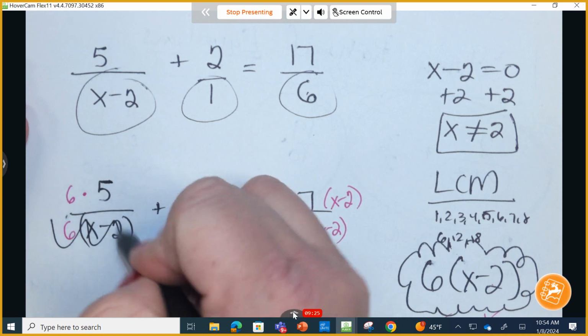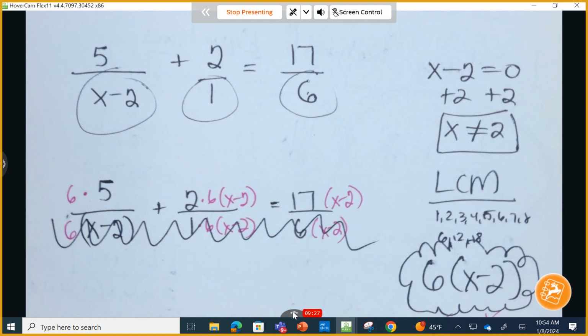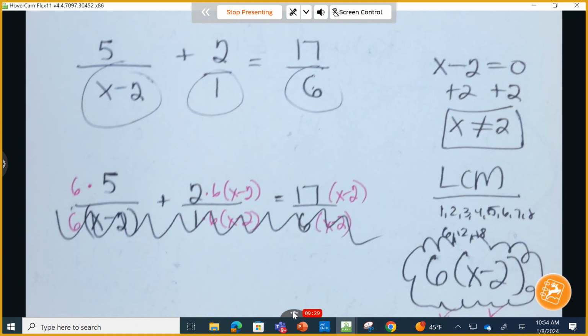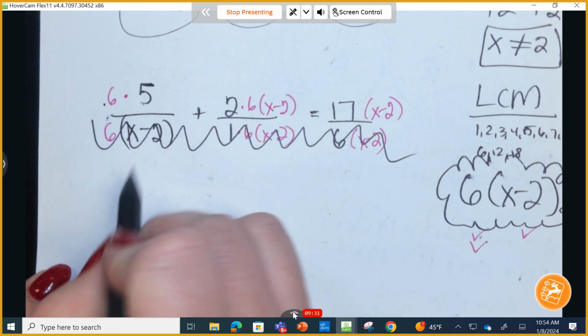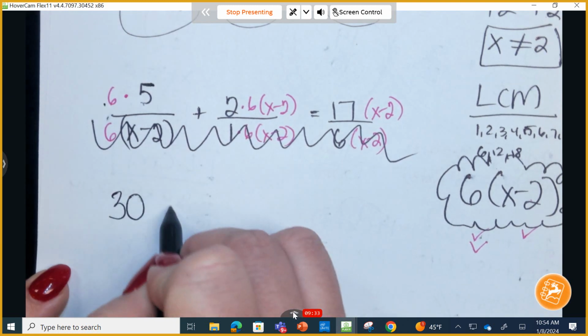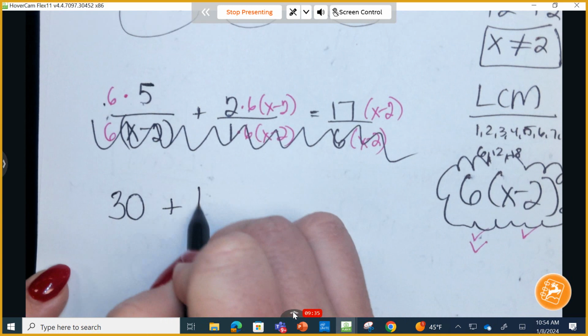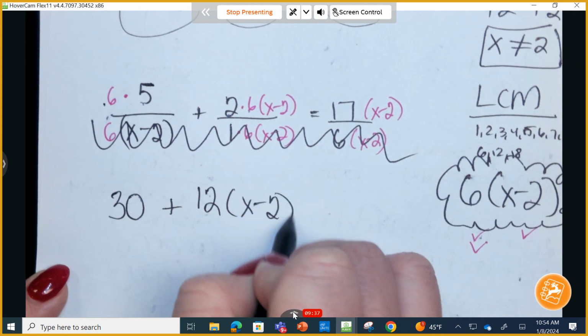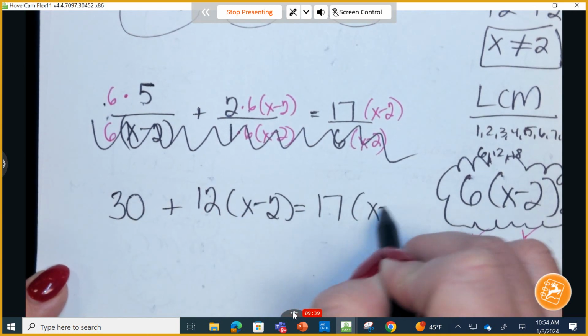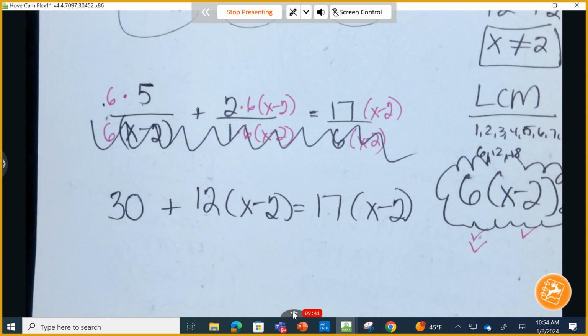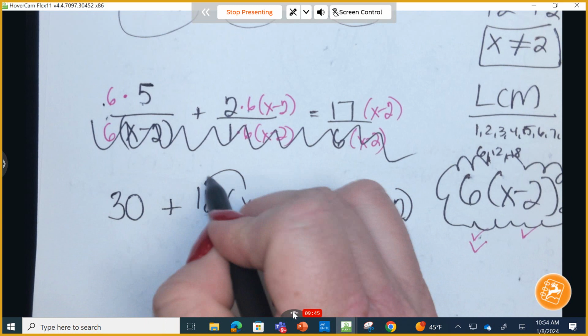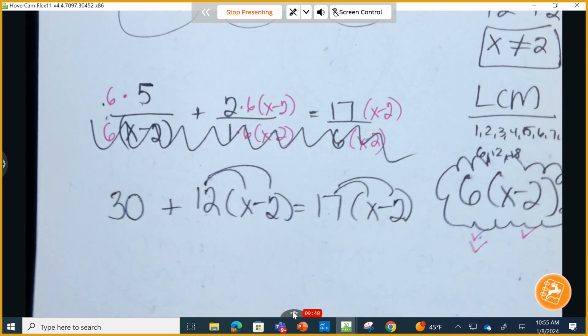Now I get to wipe out the denominators, and I only have to solve the numerator. 6 times 5 is 30. 2 times 6 is 12. And 17 times x minus 2. Just like example number 1, I'm going to distribute the 12 and the 17 next.